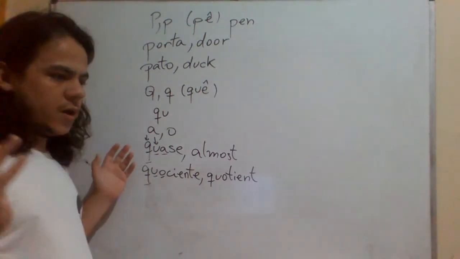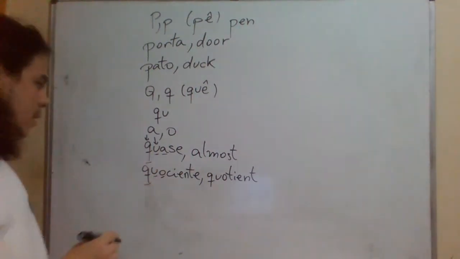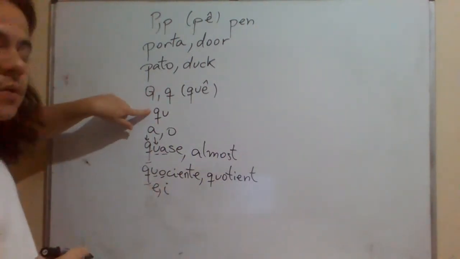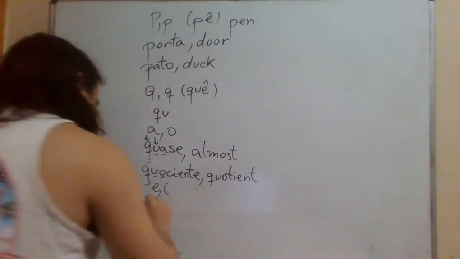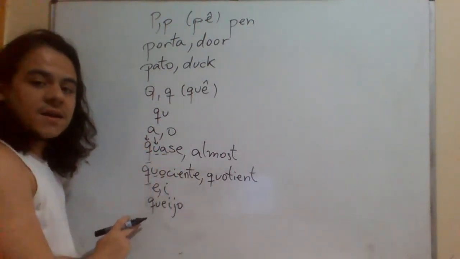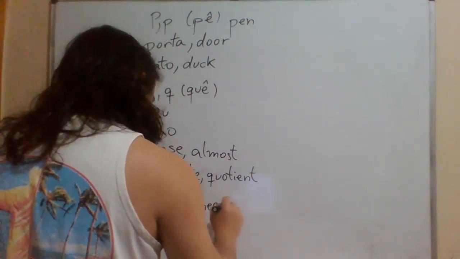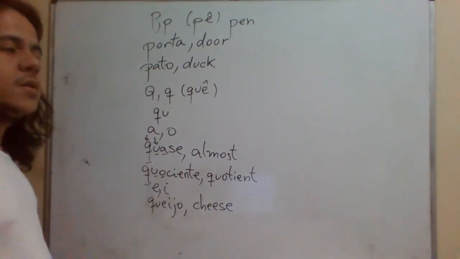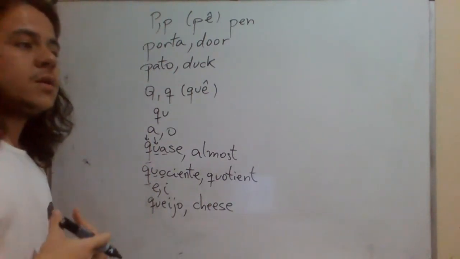Quociente. Now we join everything. Quociente, quociente. And before letter E and letter I, these two letters will have a unique sound. For example, this word here, queijo, it means cheese. Here we have letter Q, letter U together. They are both before letter E, so they make a unique sound.